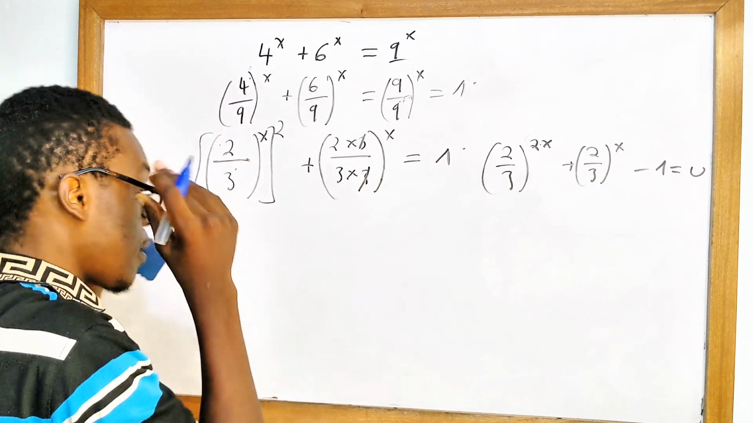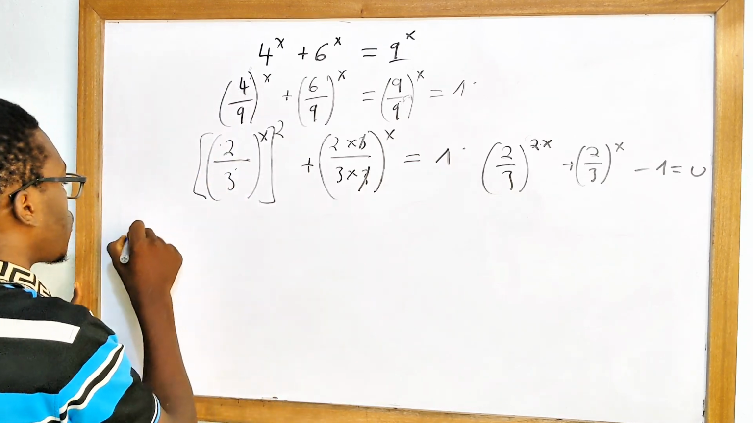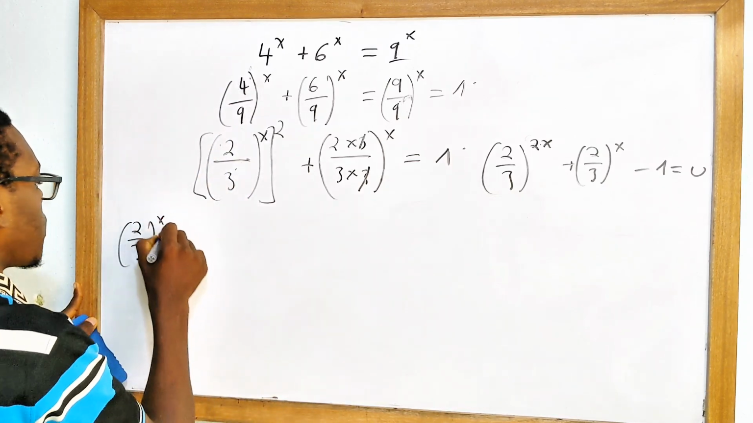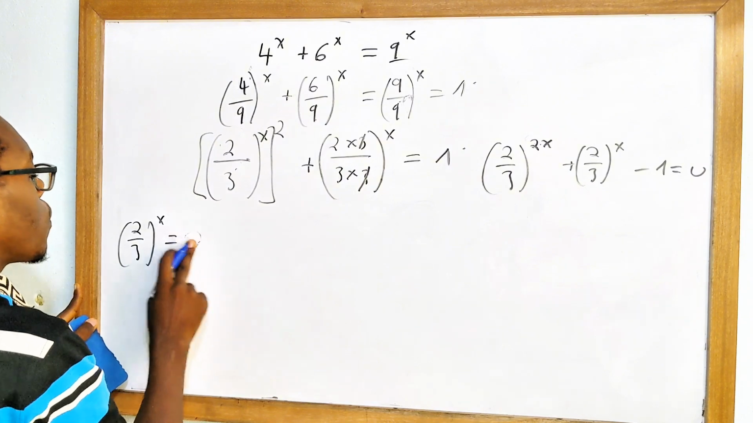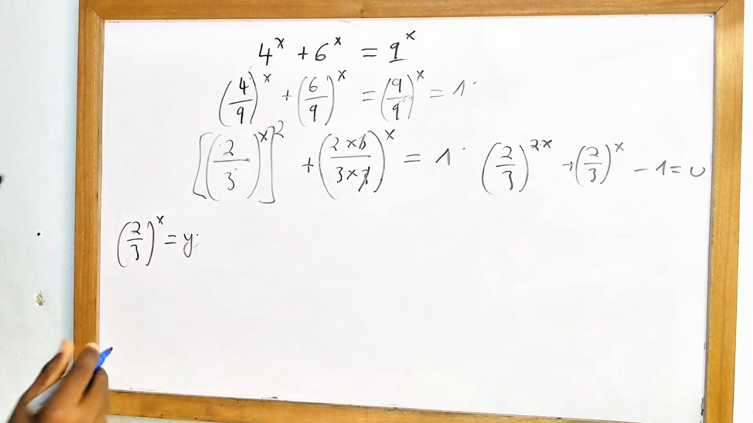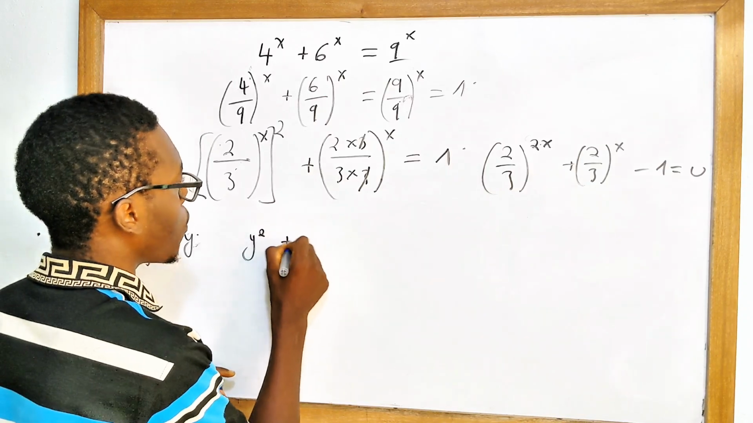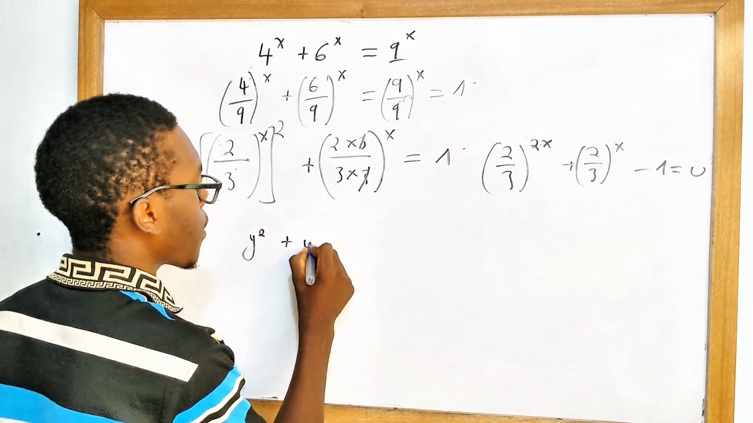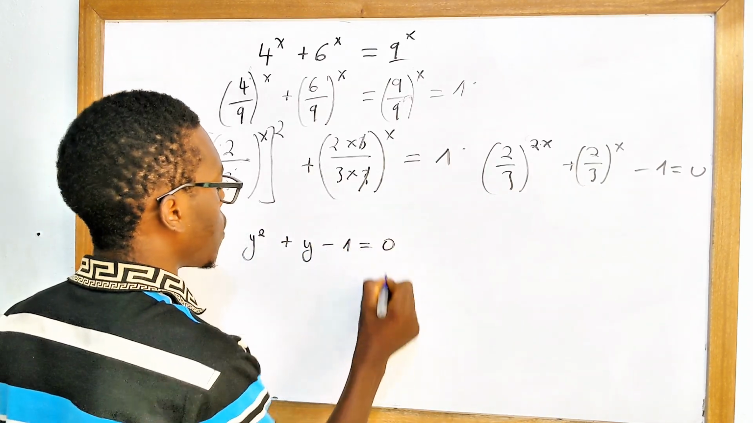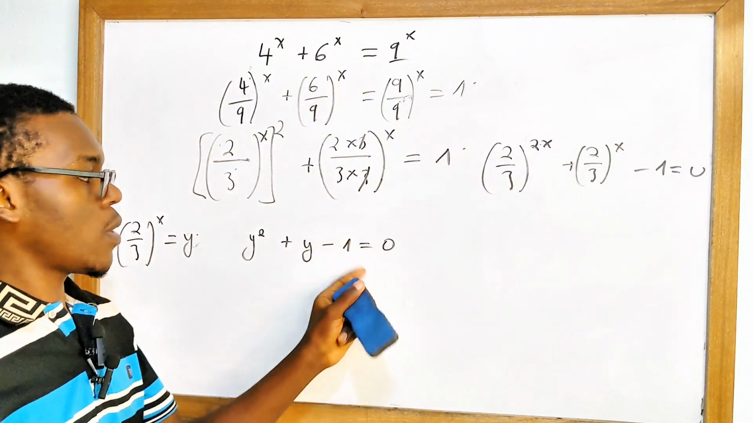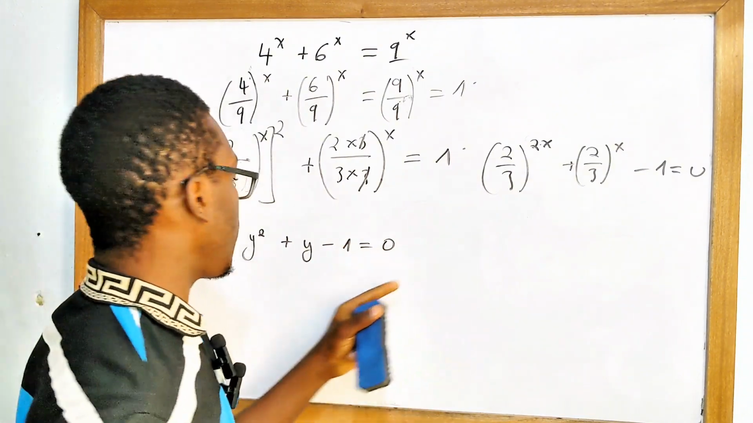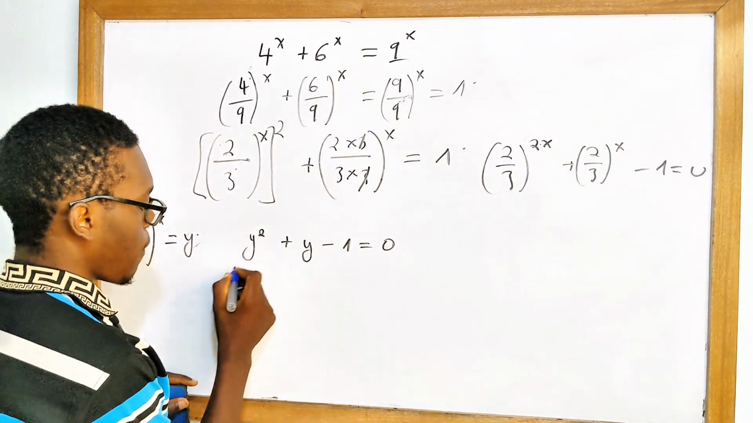We can say that 2 all over 3 to the power x equals m, or we can say y. We only have x and y, that is y. Hence we are going to have y squared plus y minus 1 equals 0. That is what we're going to be having. Hence we are going to solve for y here.